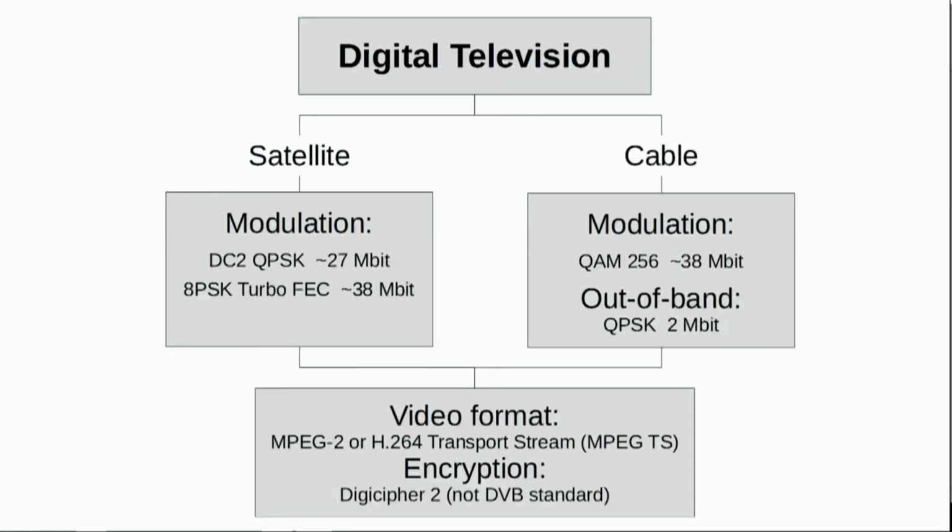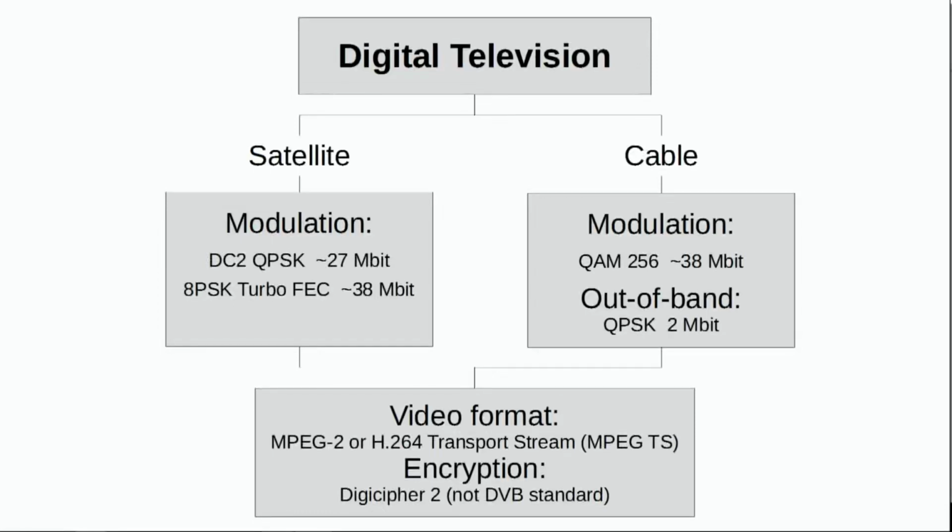The video is sent as MPEG-2 or H.264 transport stream. This is a standard format for carrying video streams, so it can be played by any hardware video decoder or a software decoder. The encryption system is DigiCipher 2, and this system doesn't follow the DVB standards that are normally used in the rest of the world.